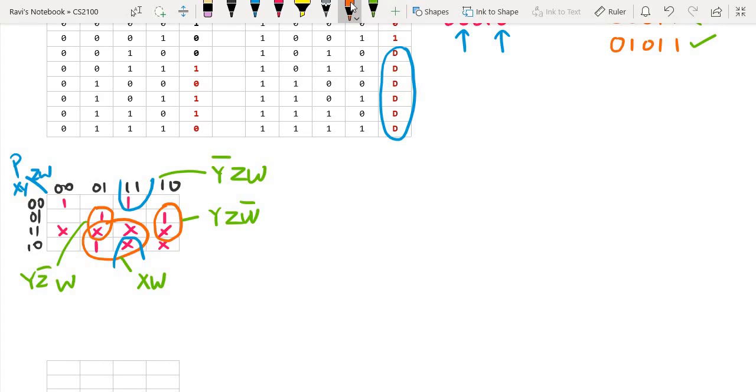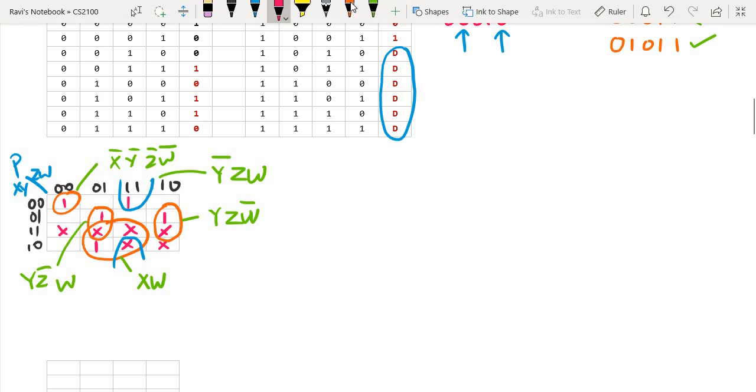And finally, I have this one here. As you can see, I cannot pair it with anybody because there are no x's or ones to the right or below it. And if I try to wrap around also, there is nothing over on this side as well. So there's really nothing I can do for this single one. So I have to group it as a single grouping. So what I have left is x bar, y bar, z bar, w bar.